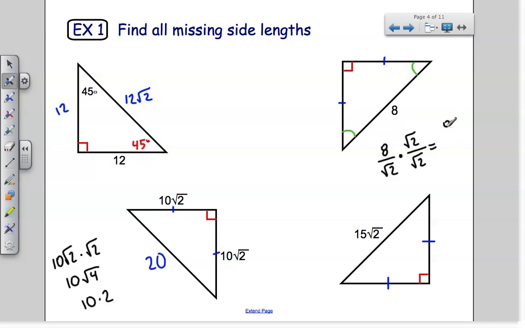Here on top, I get 8 times square root of 2. On bottom, I did this so that square root of 2 times square root of 2 is just 2. As we saw here, square root of 2 times square root of 2 is just 2, because it's like square root of 4, or 2. And finally, 8 divided by 2 is 4. So it's actually 4 square root of 2, when I simplify. That's the length of both legs in this case.